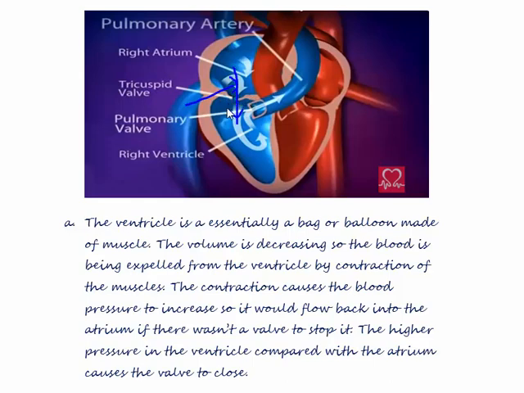The closing of the valve stops blood flowing back into the right atrium and forces it along the pulmonary artery to the lungs, where it gets reoxygenated. So blood does not flow back into the atrium because the higher pressure causes the valve to close.